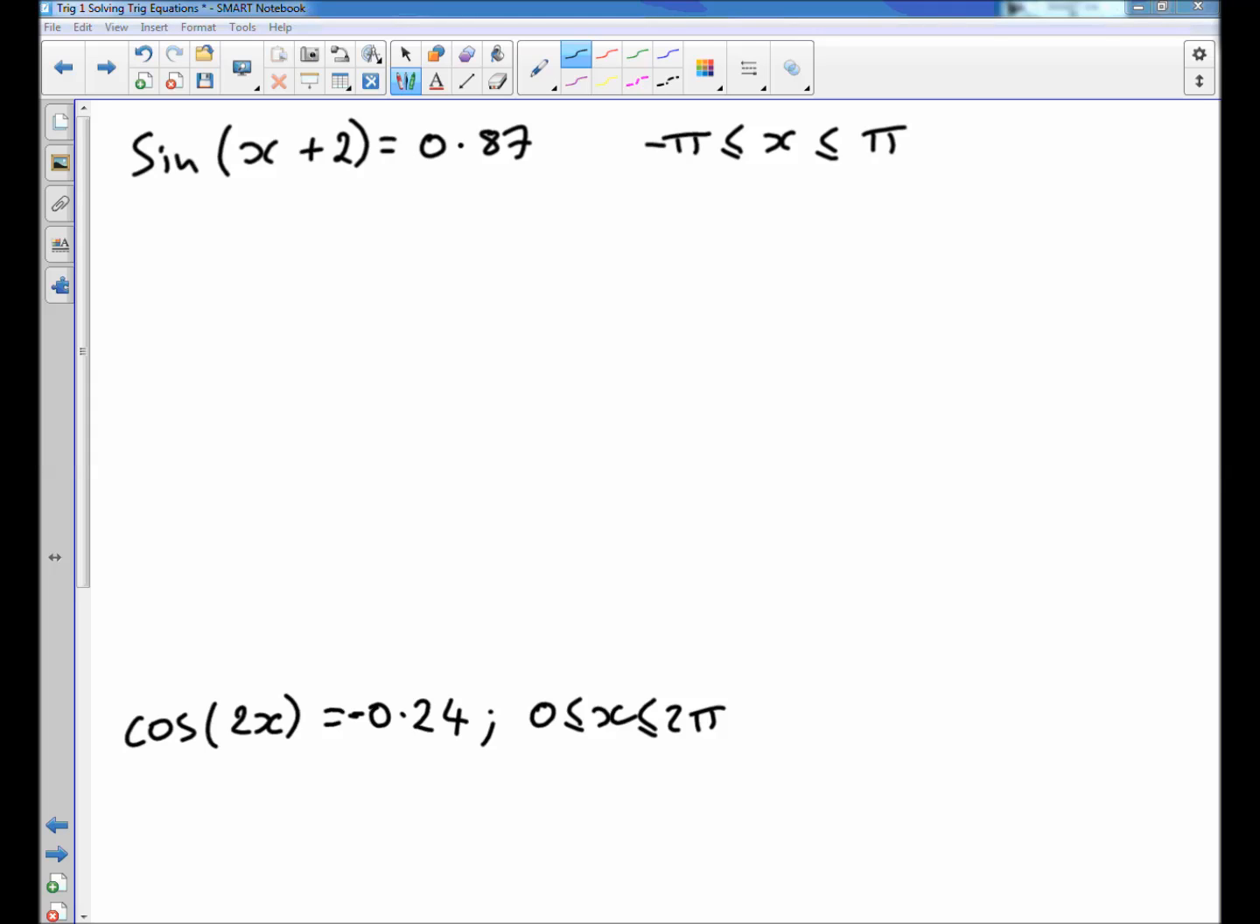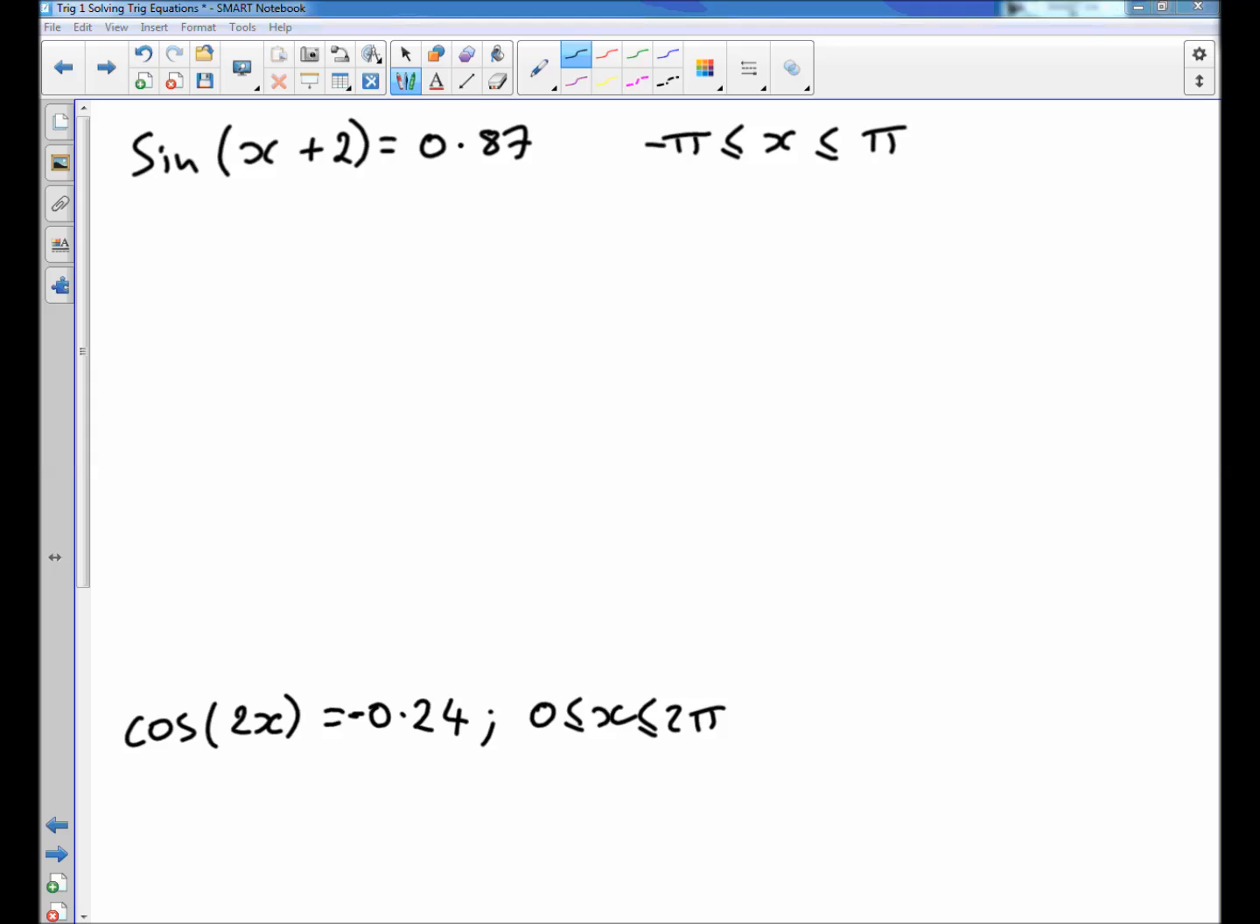In this video we're going to be looking at trig equations that have been transformed parallel to the x-axis. So for example I'm starting with sine of x plus 2. So that's taking y equals sine of x and then translating it 2 to the left. There are various ways of doing this. You can go through, solve for x plus 2.